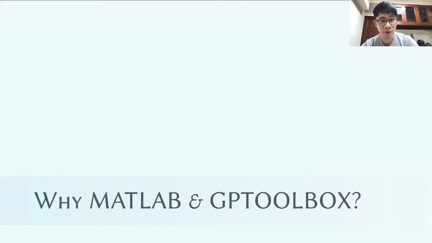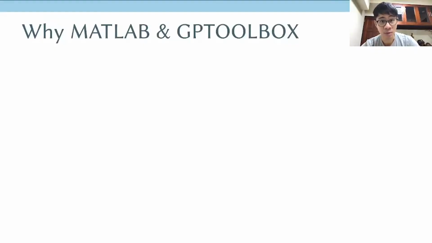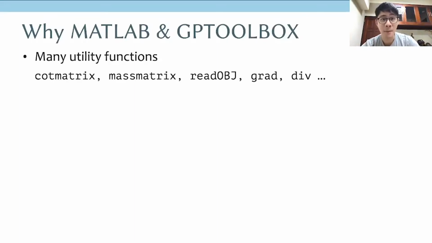In this part, I'm going to take a deeper dive and go through 3 different examples to demonstrate why we love to prototype geometry processing using Matlab and gptoolbox. And just a quick preview, the main reason that attracts us to use gptoolbox is because many basic utility functions have been implemented. You already see some of them from Oded's talk, for example, the cot matrix and the mass matrix. In our first example, we're going to show how handy it is to implement a paper with these utility functions.